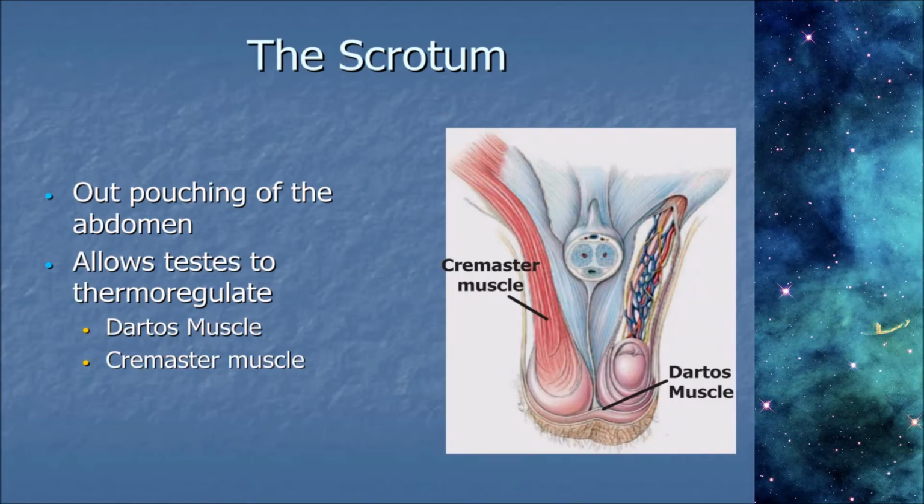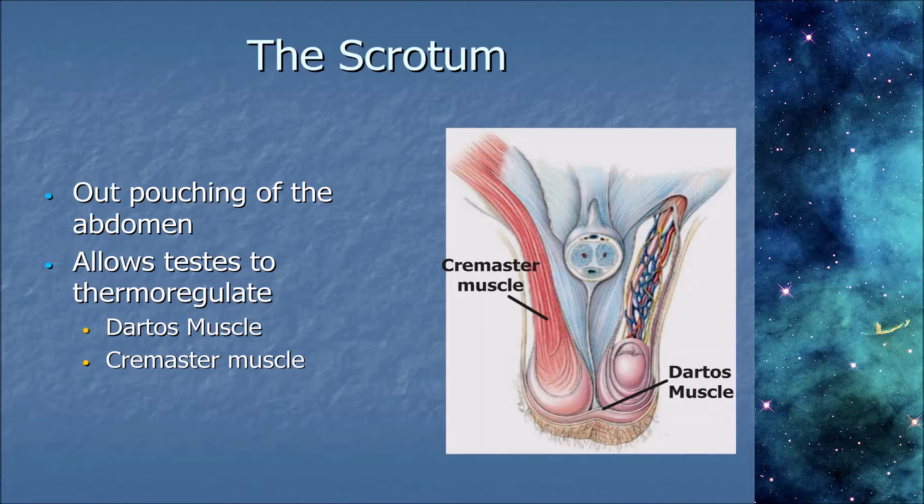So we're going to start out our discussion of the male reproductive anatomy with the scrotum. The scrotum is an outpouching of skin from the abdominal wall, and it contains muscle tissue that allows the testes to thermoregulate. The reason is because sperm production cannot go on at normal body temperature, that is 98.6. It has to be about 3 degrees lower than surrounding body temperature.